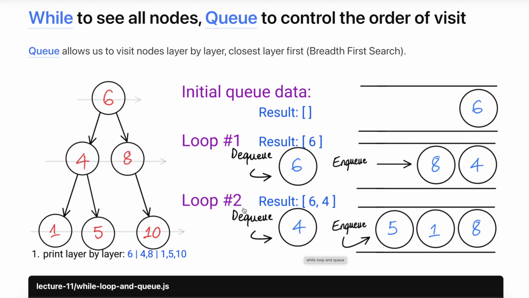For our second loop, we're gonna dequeue 4. So we have 4, and we put 4 in our result. And as we have 4, we know about 1 and 5. So we enqueue 1 and 5. And we finish our second loop.